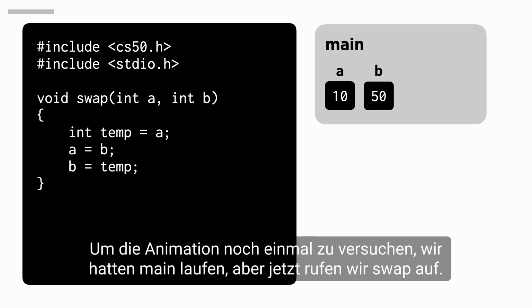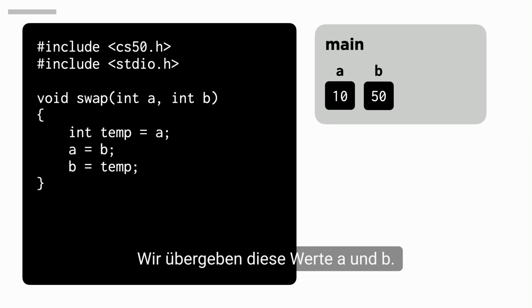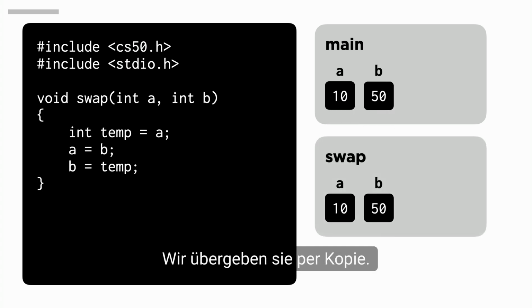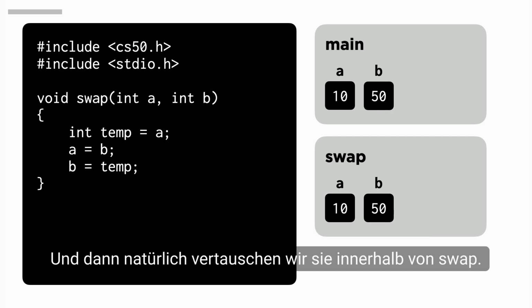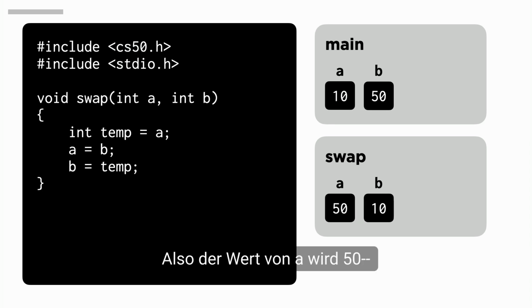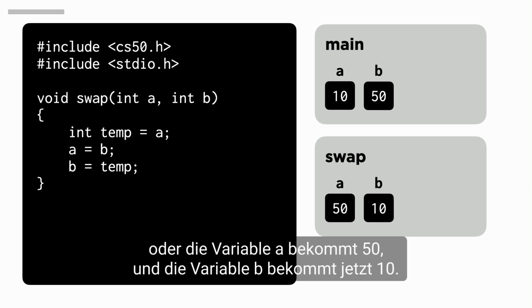I'm kind of copying down those values from main. So to show the animation one more time, we had main running, but now we call swap. We pass in these values A and B. We pass them by copy. The space that swap has gets a copy of the values for A and B. And then, of course, within swap, we do swap them. So the variable A gets 50, and the variable B now gets 10.